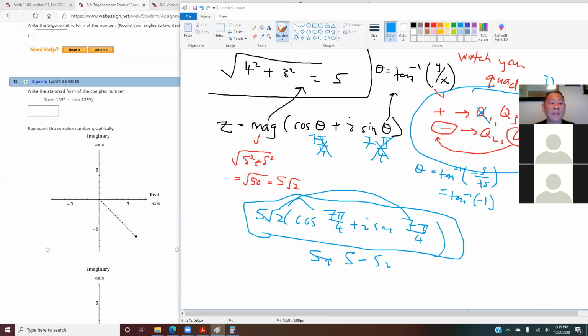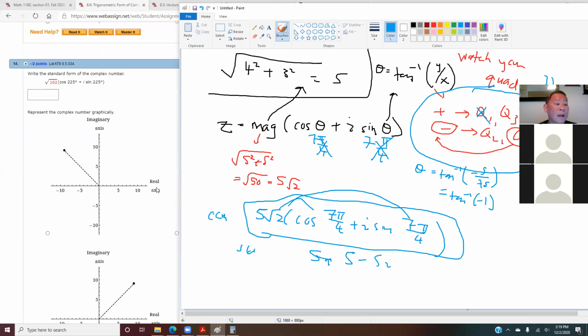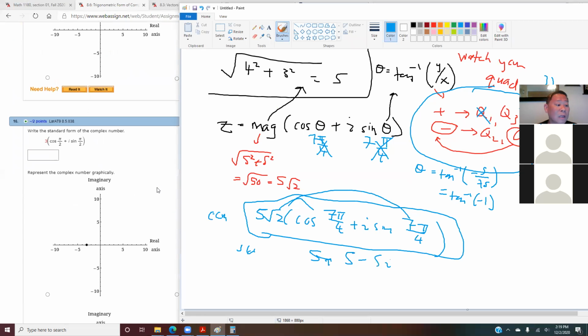So if the question is asking you to write this back in standard form, this is called a complex number and this is called the standard form. What you do is just distribute: 5 root 2 times cosine 7 pi over 4, you get 5. 5 root 2 times sine 7 pi over 4, you get -5 with the i next to it. Okay, so you just do that. You guys all right here with this one? This is not too difficult actually on this section.